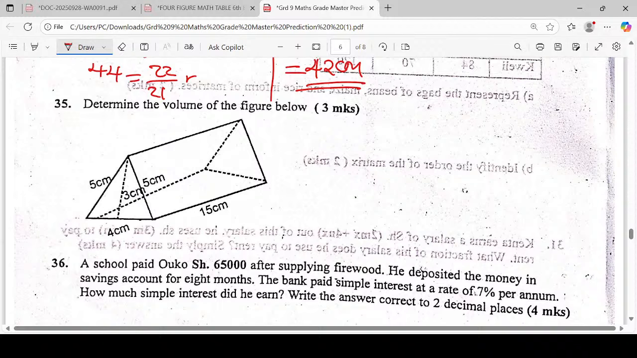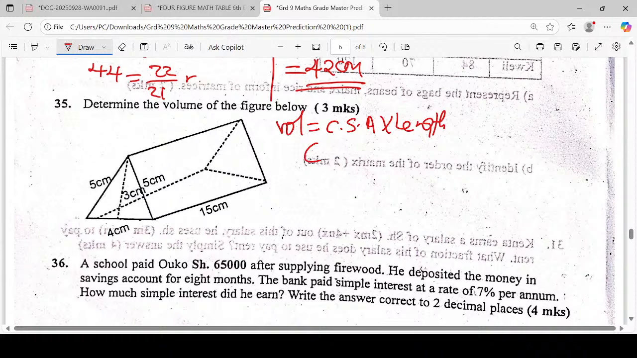Determine the volume of the figure below. Learners, how do you determine the volume? The volume of any solid in math is calculated by taking the cross-sectional area times the length. When you look at this figure, our cross-sectional area is the triangular part. So the volume is given by cross-sectional area times length.